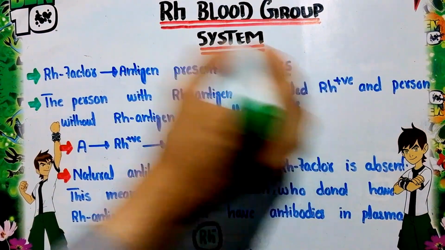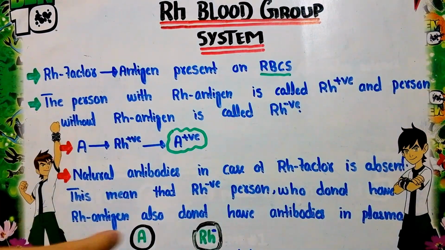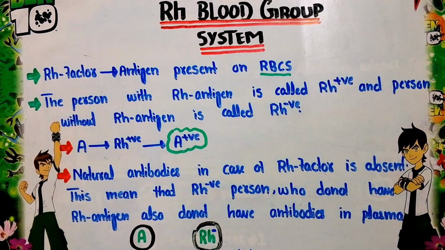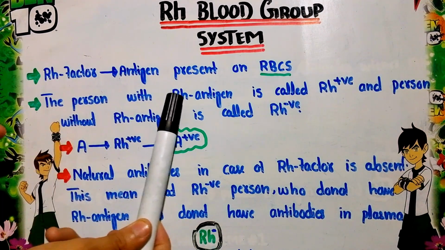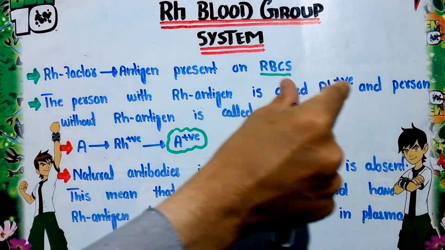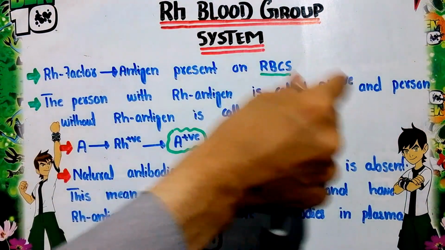Now if a person has the Rh antigen present on the surface of the RBC, he is called Rh positive.